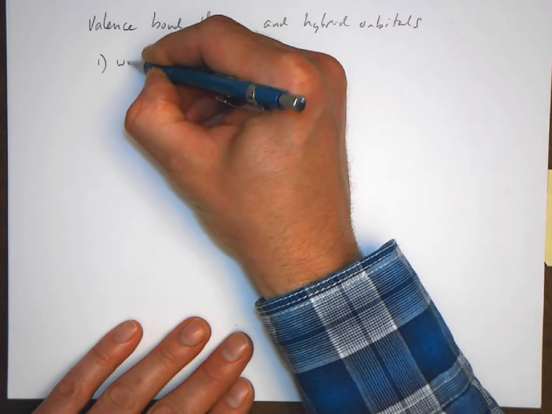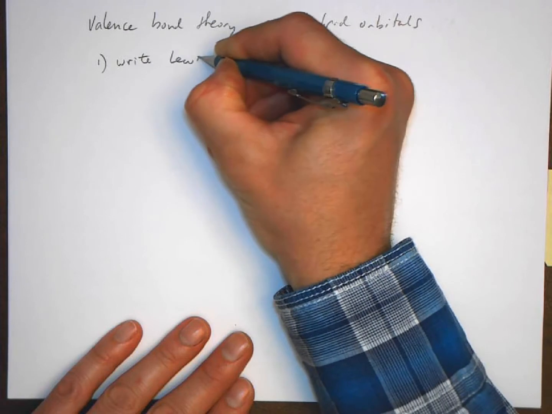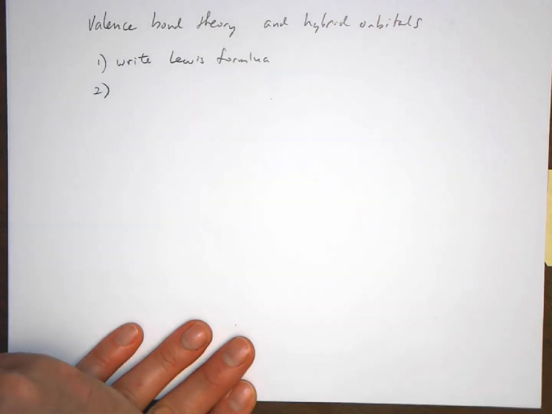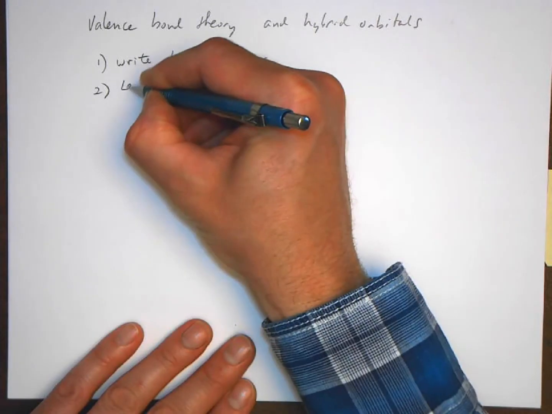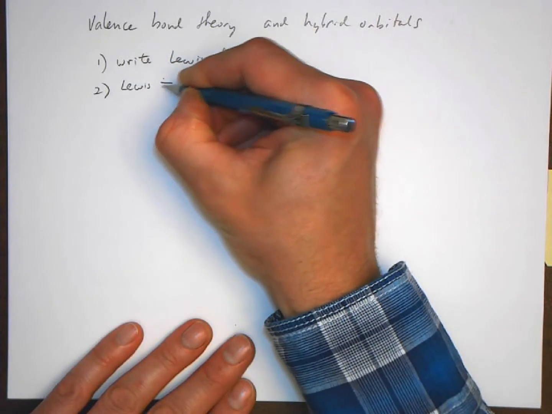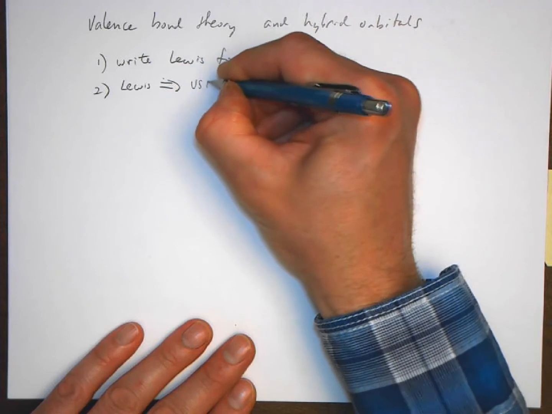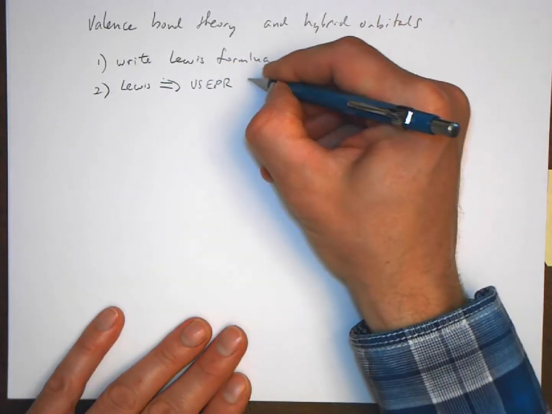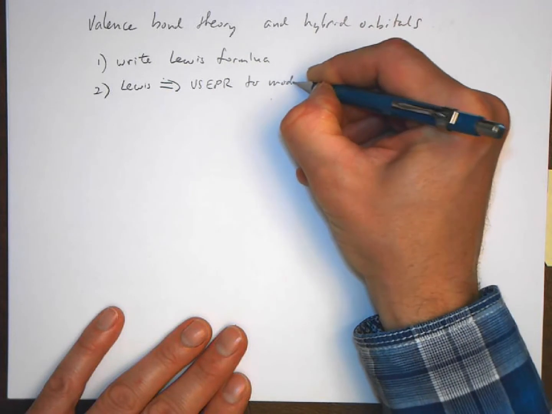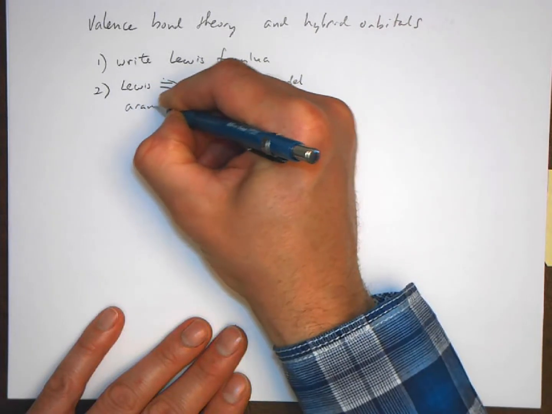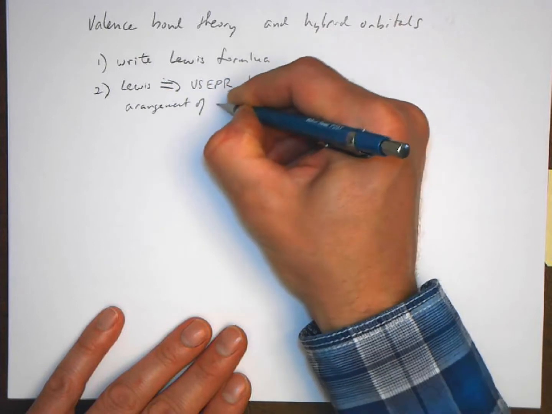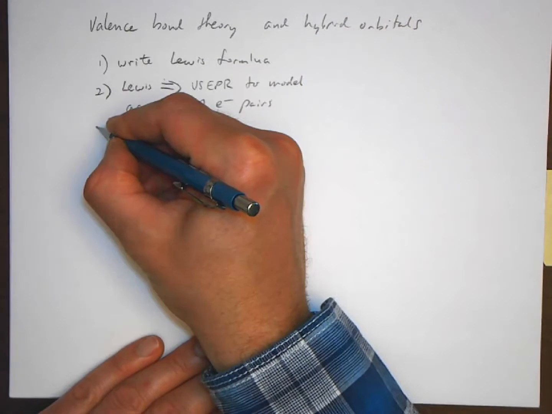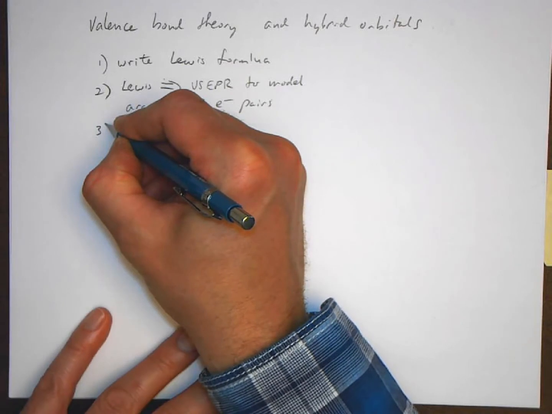We're going to write the Lewis formula. From the Lewis dot structure, we'll use VSEPR to model the arrangement of electron pairs around the central atom and within the molecule.